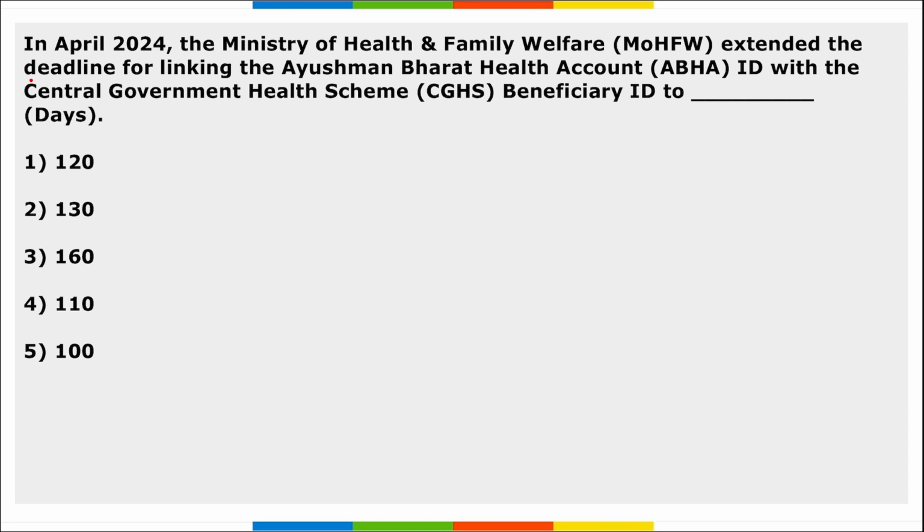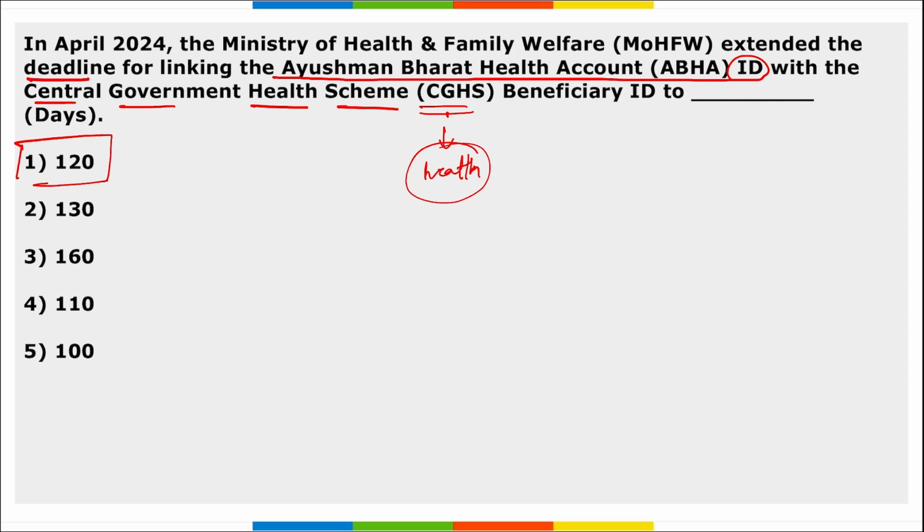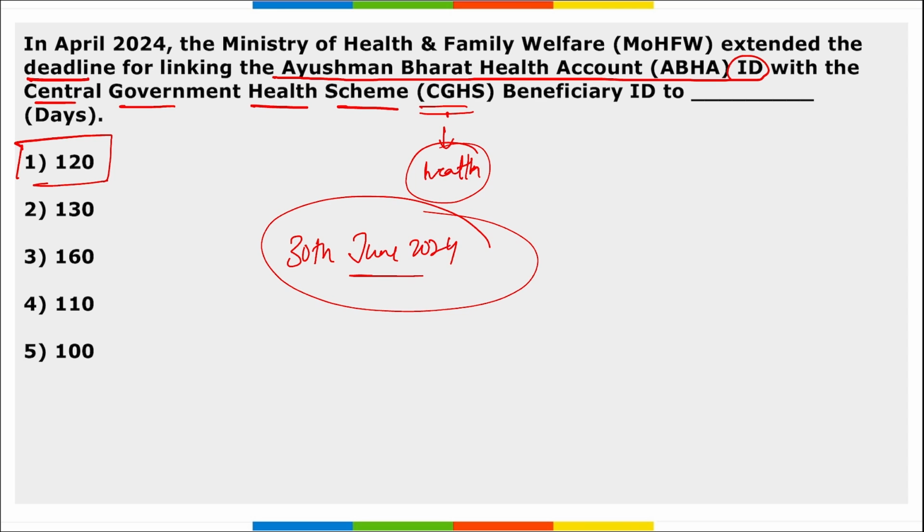Next, the Ministry of Health and Family Welfare extended the deadline for linking ABHA ID, that is Ayushman Bharat Health Account ID, with the Central Government Health Scheme, that is CGHS scheme. This scheme is to provide health benefits to central government employees. So ABHA ID will be linked to the CGHS beneficiary ID, and the question asked here is, the deadline to link these two has been extended till when? So it has been extended by how many days? By 120 days. Now the deadline is 30th of June 2024.